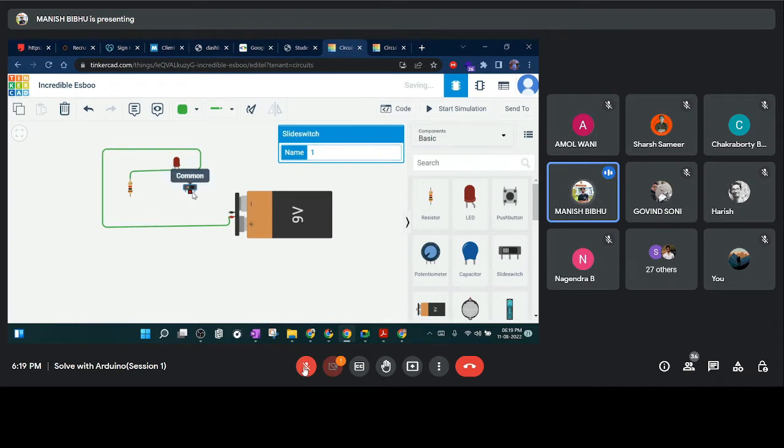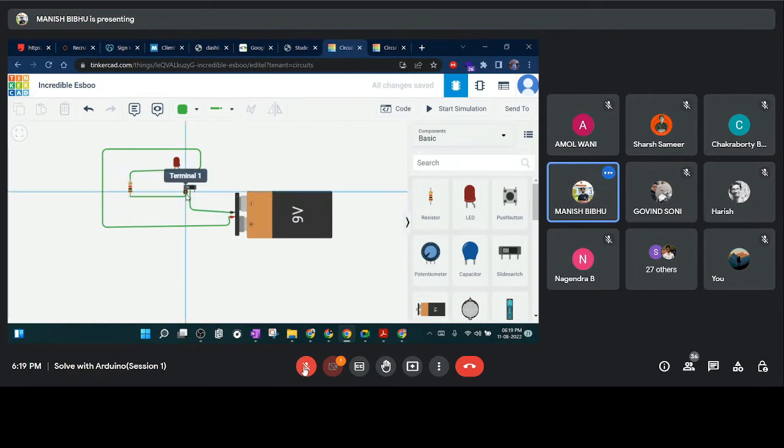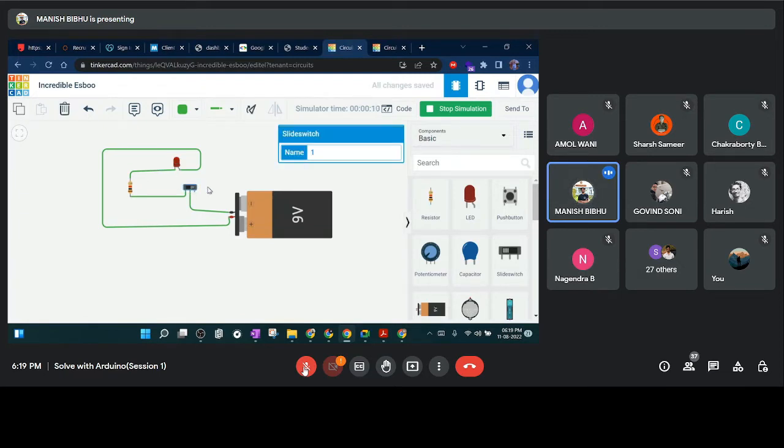So here are three terminals in the slide switch. We can connect the middle terminal to the supply, and we can take either one of the others for the other terminal. Now see, if the slider is on the left side, it is on, and if the slider is on the right side, it will be off. So the working of the switch is basically interrupting the power supply.